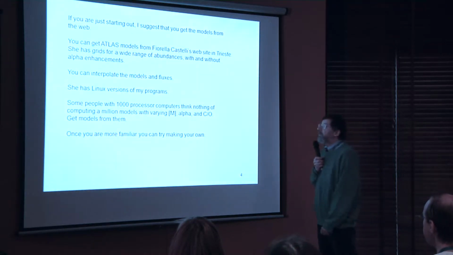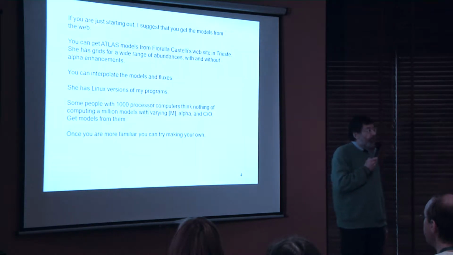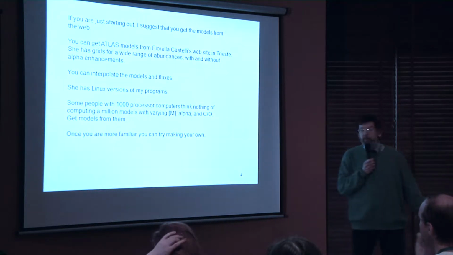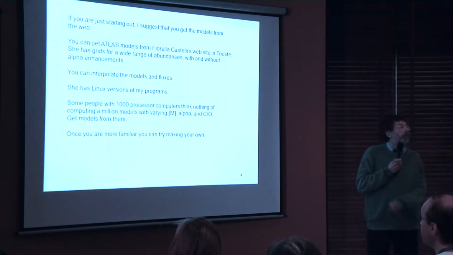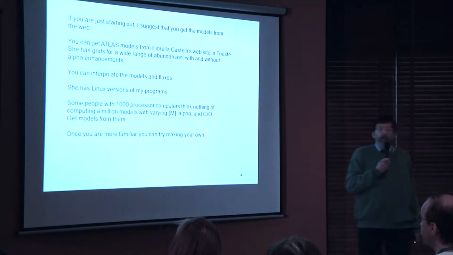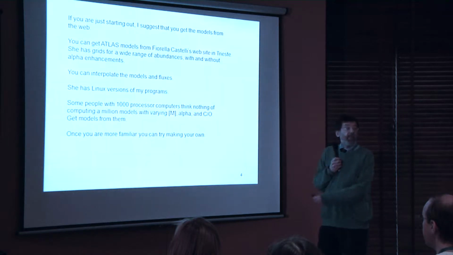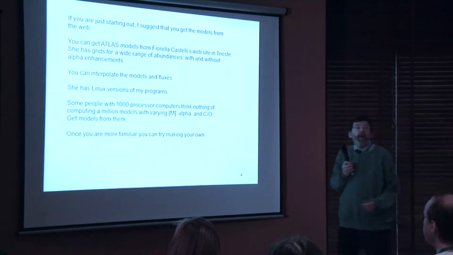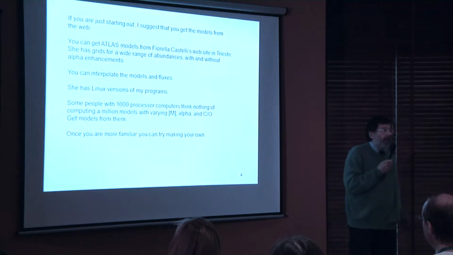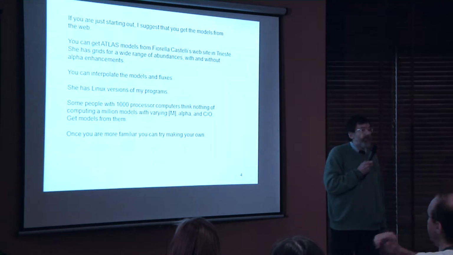Now, there's been a new development. Some people have their own mini supercomputers with thousands of nodes, and I've heard of people who think nothing of computing 1 million models at once. They vary the metal abundance, the alpha elements, and the C to O ratios, so you can just go to them and get the models you want directly. Once you know how to do that, and you're not worrying about it anymore, then you can go in and learn all the details of how to compute them yourself.